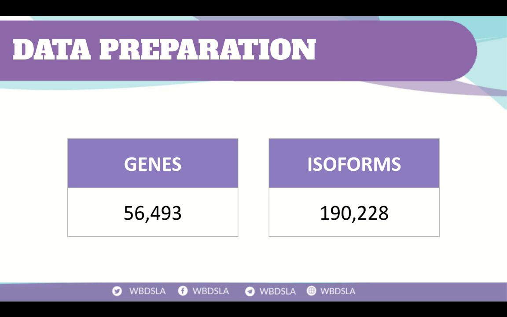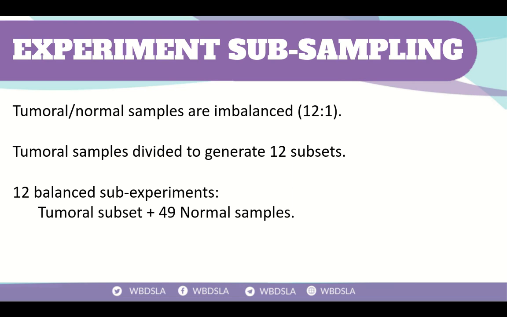We analyzed expression data with this number of genes and isoforms respectively. Those genes and isoforms with zero expression values across all the samples were discarded. Tumoral samples were randomly divided to generate 12 independent subsets due to the imbalance between tumoral and normal samples. So we have 12 balanced sub-experiments composed of each tumoral subset of samples and the 49 normal samples.